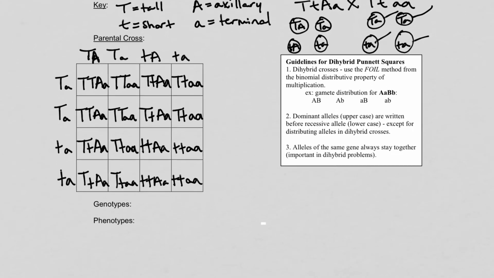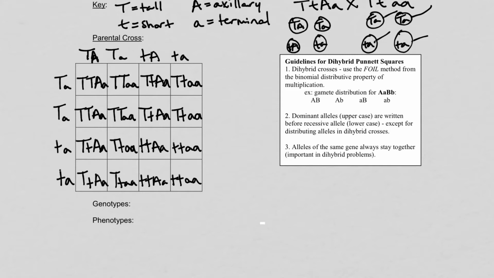All right, so now looking for the genotypes and the phenotypes. Okay, well, let me look for, all right, so genotypes: homozygous tall, heterozygous axillary, got 2 out of 16.